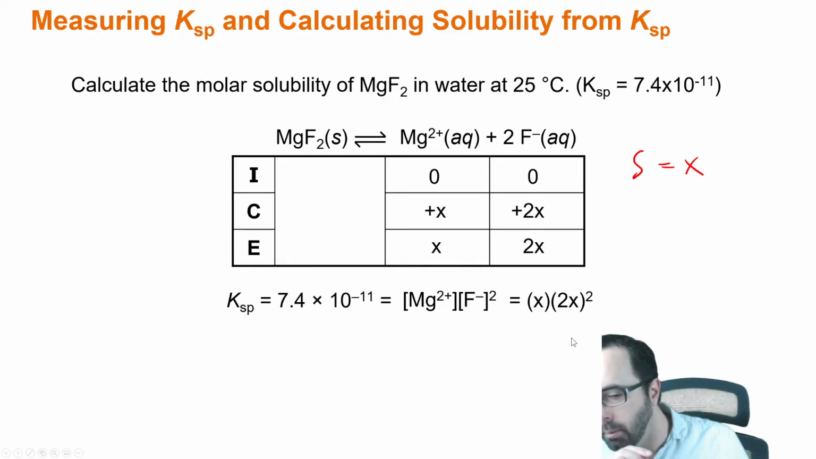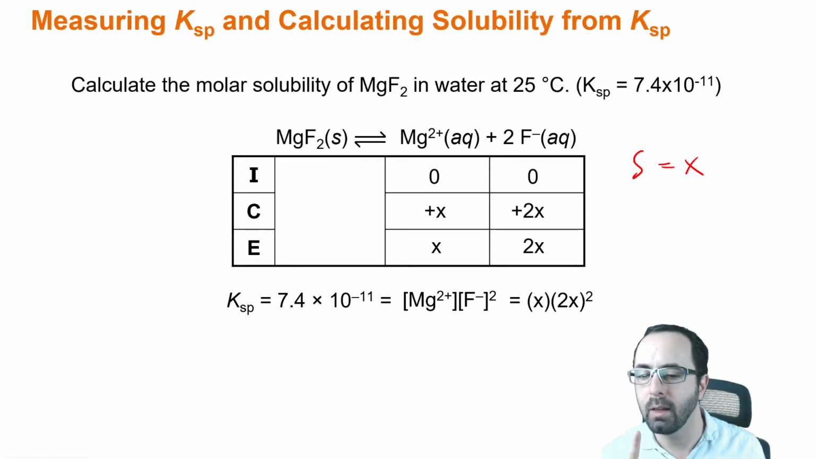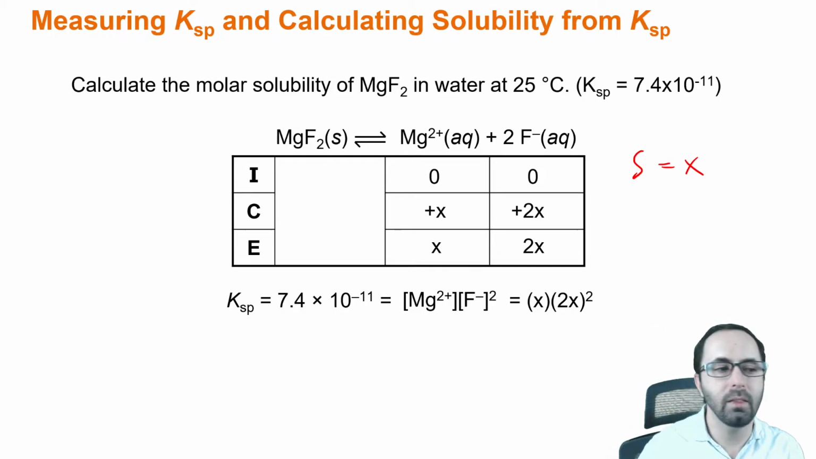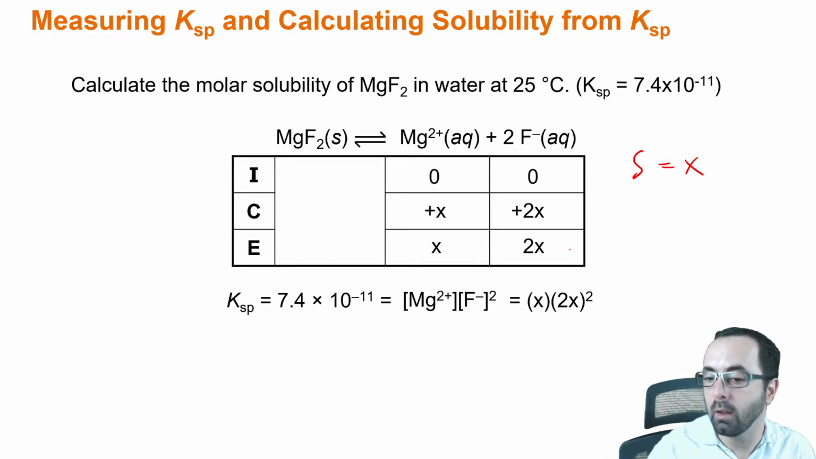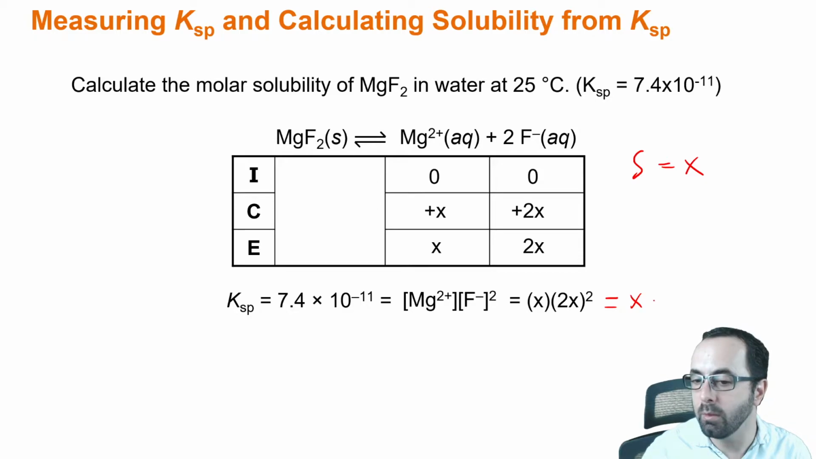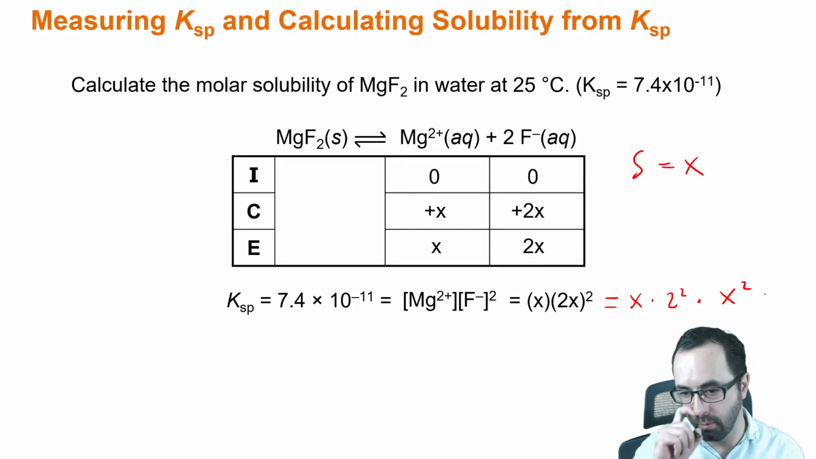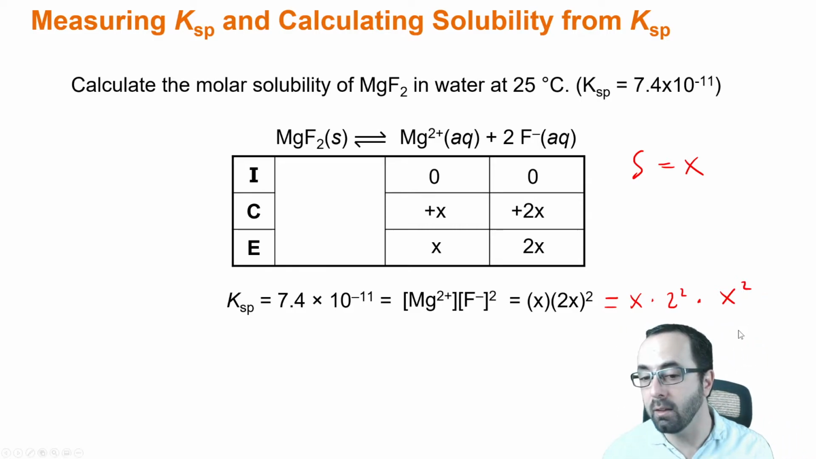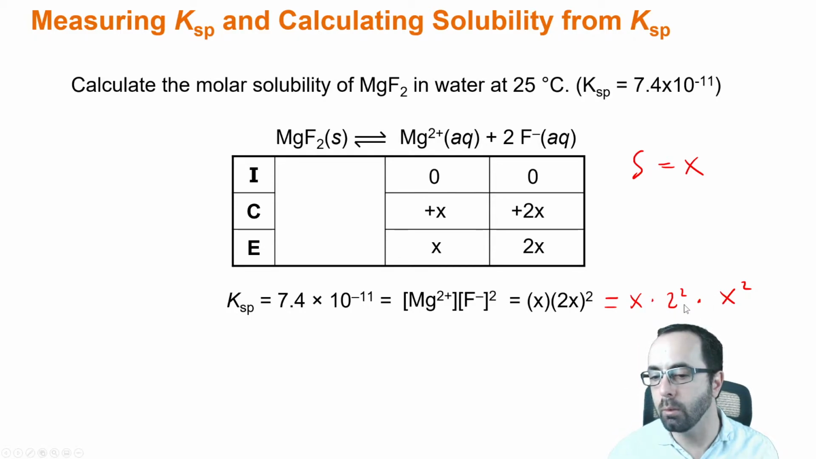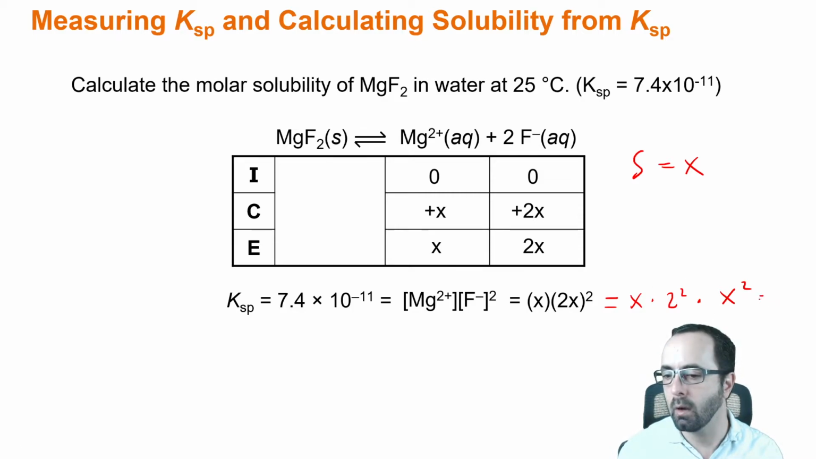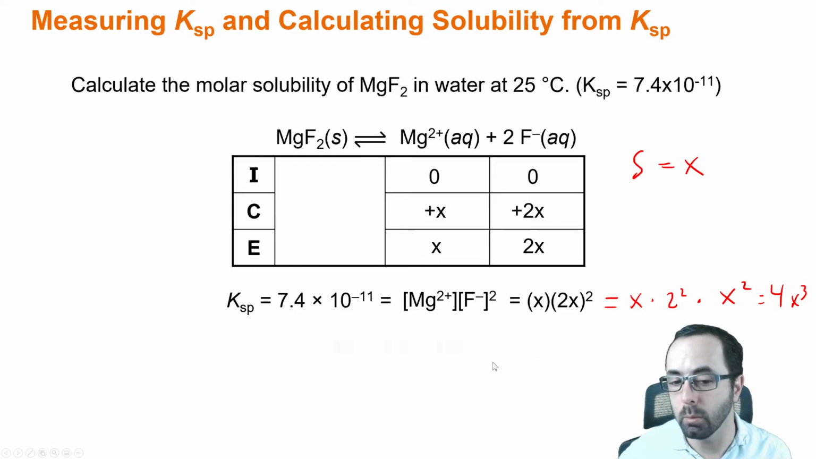And this is a situation where you have to be very, very careful with the way that you solve this, okay? Remember your exponent rules. The other way to write this would be X times 2 squared times X squared, okay? So don't forget to square the 2 and the X. So the result is we get 2 squared, which is 4, and then we get X squared times X, which is X cubed. So the KSP here equals 4X cubed.